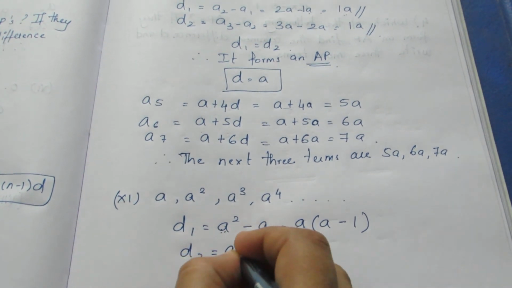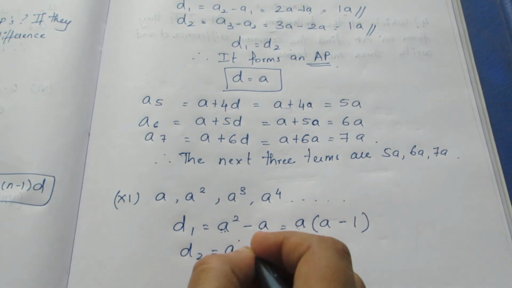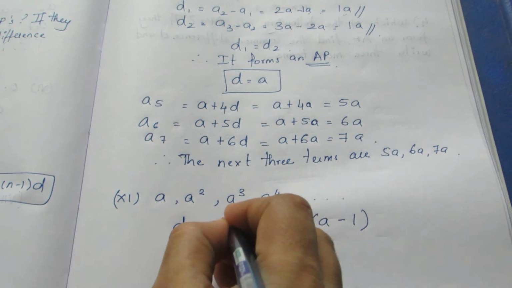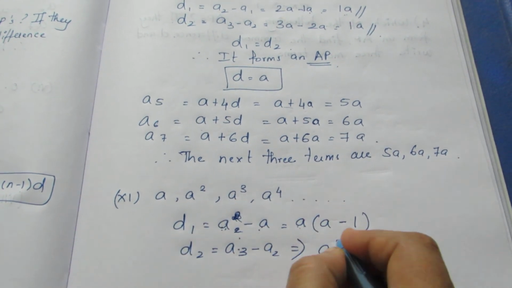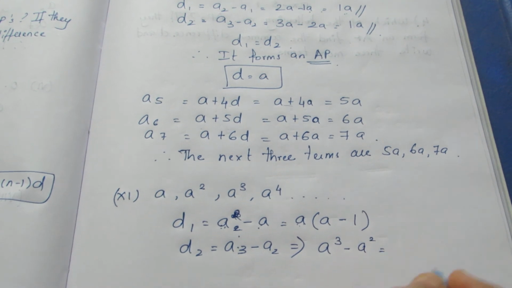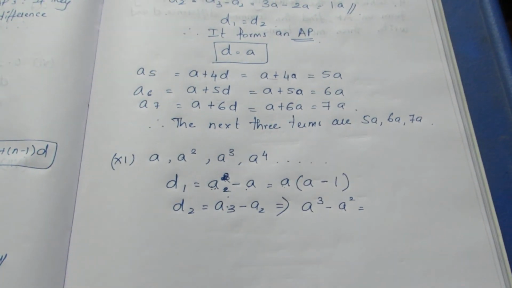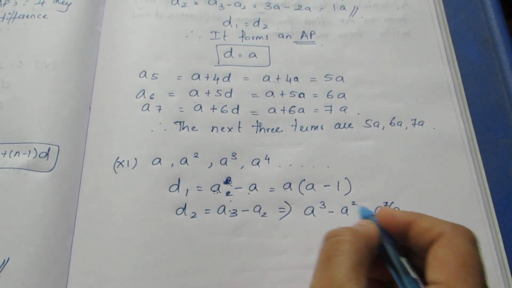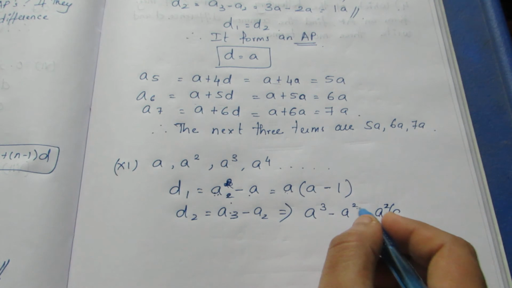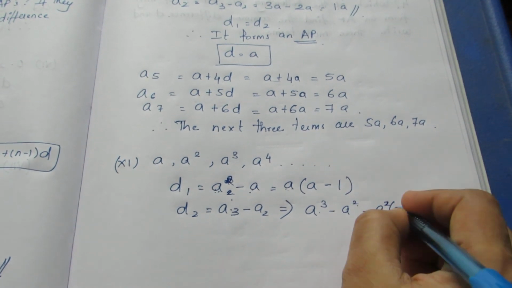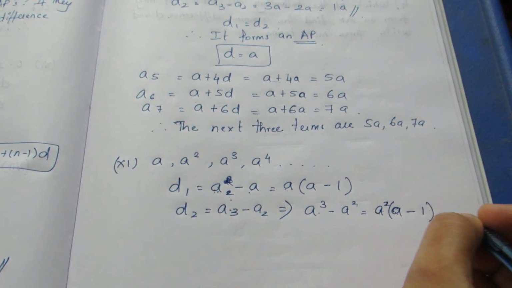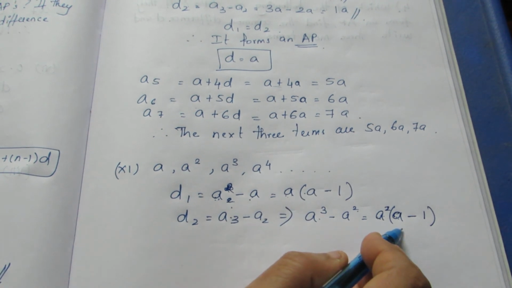I need to find D2. D2 is A3 minus A2. Okay, I have written it directly. That is nothing but A cube minus A square. Here, as I said before, we can't solve it as there is no like term. We need to take the common outside. If I take common outside A square, the lowest power will be taken outside. Here the lowest power is 2, so I have taken A square outside. I get A into A minus 1. If I multiply this 2, now I need to add the power. It becomes A cubed minus 1.